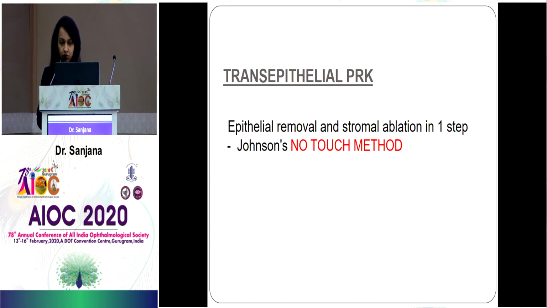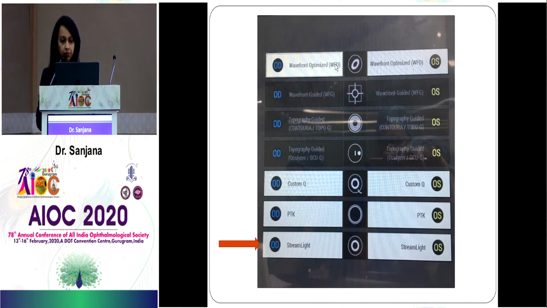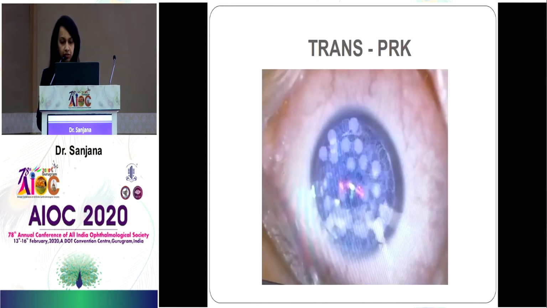There is also another method of epithelial removal, which is called transepithelial PRK. Here we use the laser itself. This is called the Johnson no touch technique. So here, as you can see, in transepithelial PRK, we do not use alcohol or go for a mechanical debridement. Instead, the laser itself will ablate the epithelium first, followed by the stromal ablation.